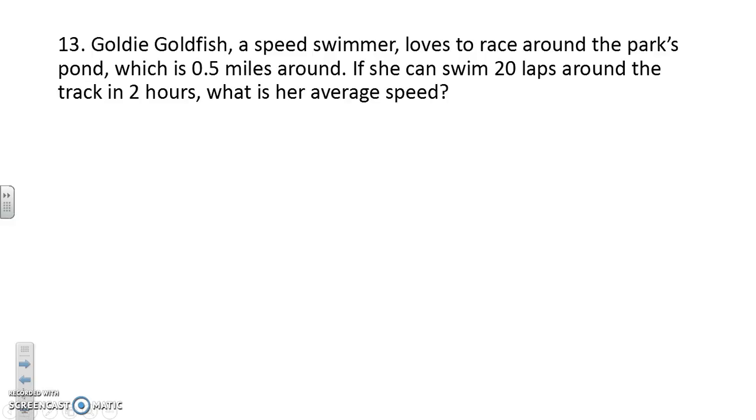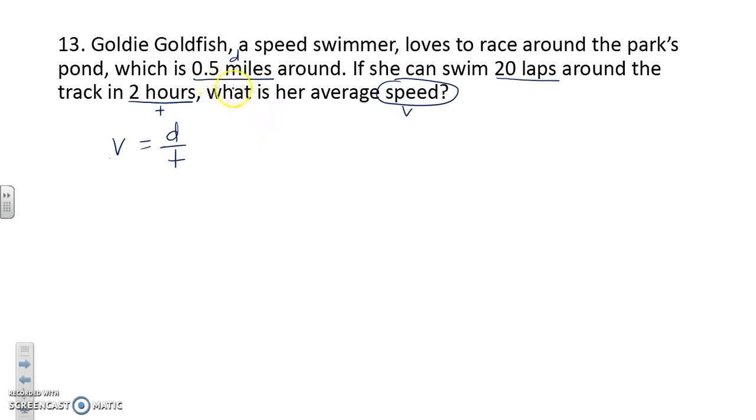Okay, question number 13. So we've got to analyze this question first. It says Goldie Goldfish, a speed swimmer, loves to race around the park's pond, which is 0.5 miles around. So that's going to be a distance. If she can swim a total of 20 laps around the track in 2 hours, which would be our time, what is her average speed? So we're looking for speed or velocity. Okay. So we know that we're going to have V is equal to D over T because we have a V, we have a D, and we have a T.